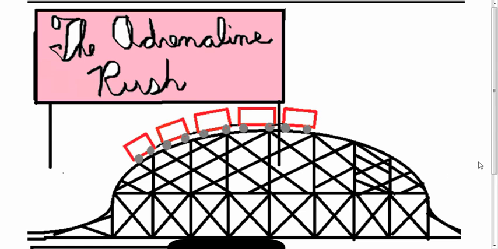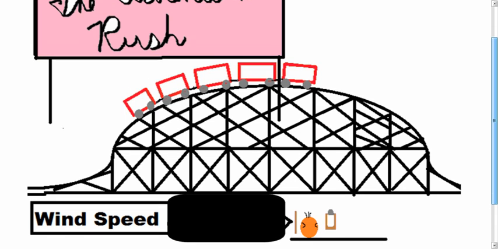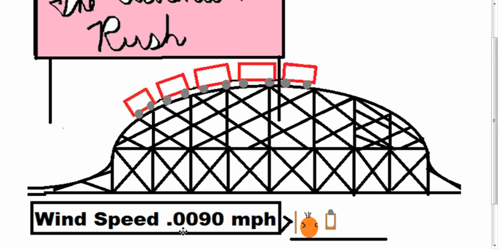Finally, while Professor Sphere is doing a little testing on this roller coaster, he figures out that the wind speed is 0.0090 miles per hour. That has got 2 significant figures, and the 2 that count are these 2. They reflect certainty within the measurement.